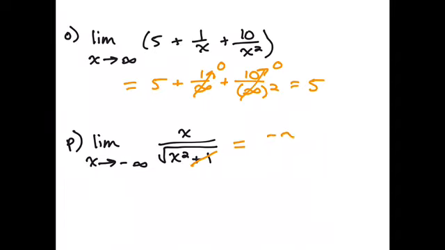What happens if I plug in negative infinity over the square root of negative infinity squared? My denominator is going to become positive infinity. Right? When I square that negative, I get a positive infinity that I then take the square root of, and I'm going to get negative infinity over positive infinity, which is negative 1.